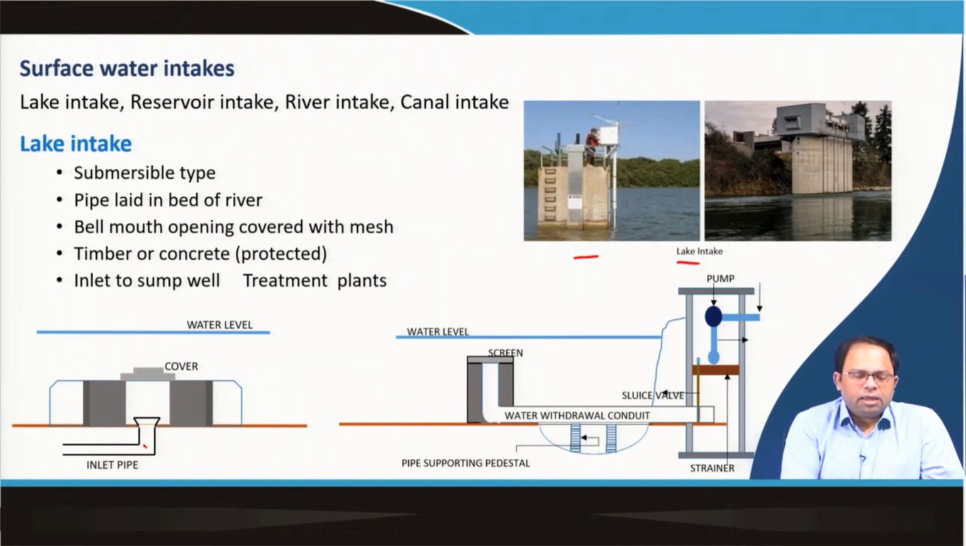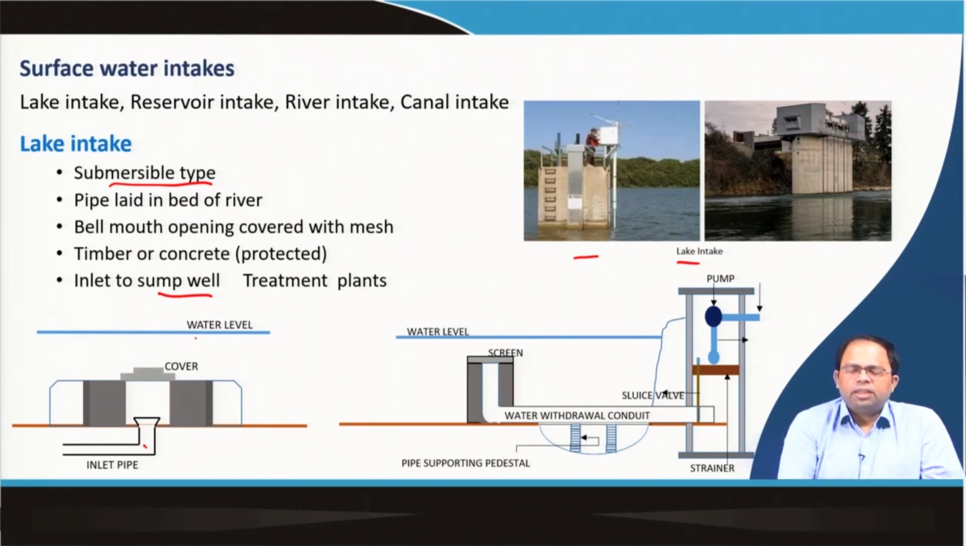It's a concrete, submersible type structure, and the pipe is of course laid in the bed of the river. The pipe has got a bell mouth opening, and it is covered with mesh to prevent entry of impurities. The surrounding is protected by a concrete or a timber shell, which is a sort of a cap which protects this entry. From here the pipe takes the water to a sump well or directly to a treatment plant, depending on the height of that particular treatment plant.